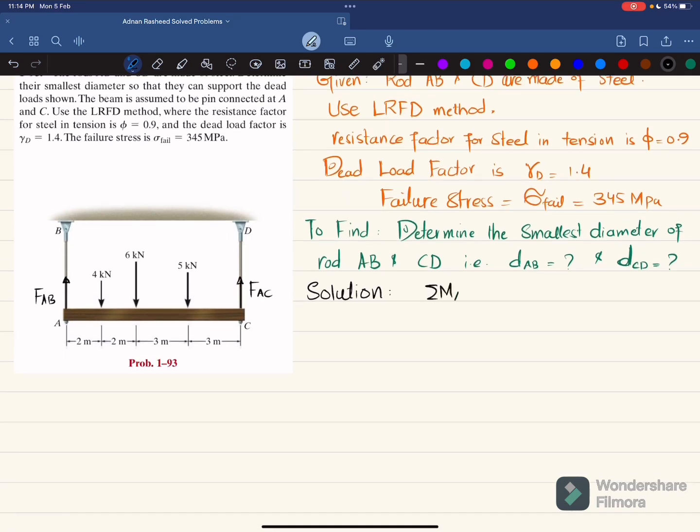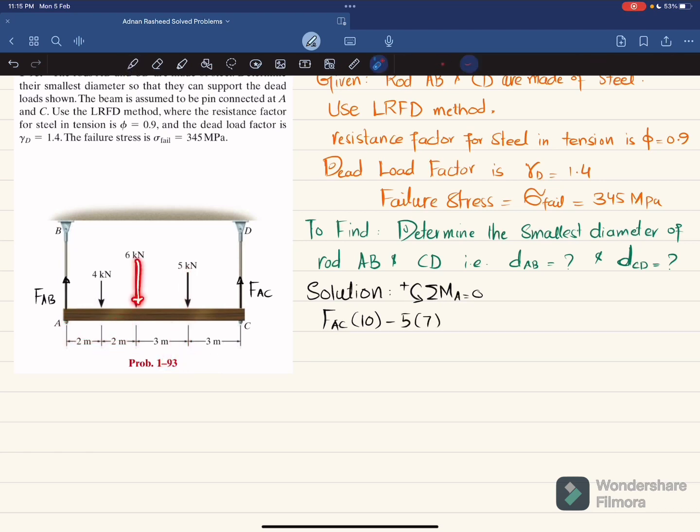So the first equation of equilibrium is that the sum of all moments about point A is equal to 0, taking the counterclockwise moment as positive. About point A, the first force which is producing moment is FCD, and the perpendicular distance is 3 plus 3 plus 2 plus 2, which is 10. This is producing counterclockwise moment, so it will be positive. So I will write FCD multiplied by 10. The second moment is produced by this 5 kilonewton load, and the perpendicular distance is this 7 meter, and this is producing clockwise, so it will be negative. So I will write minus 5 into 7.